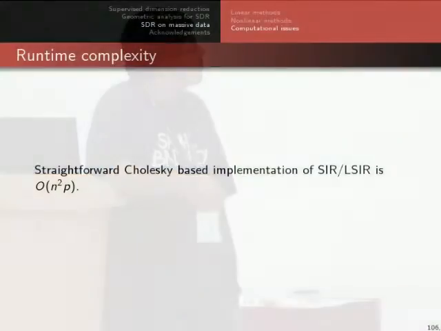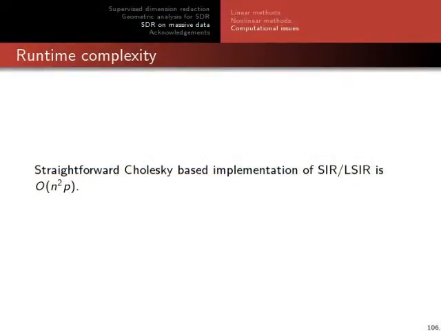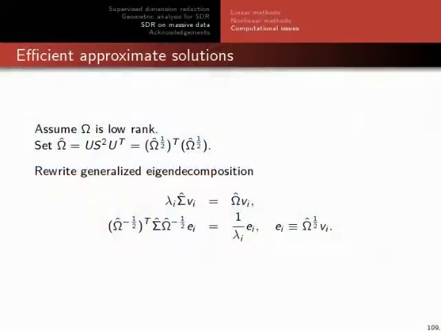Now, if I were to do a straightforward Cholesky factorization of either the sliced inverse regression or the localized version, it's going to be order n squared p, which could be bad if n and p are really, really big. So how can we do better? Here you can actually use some of the very nice results from randomized SVD to do this. And we'll talk about that.